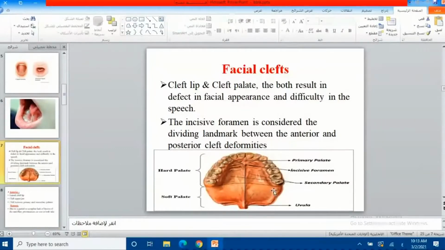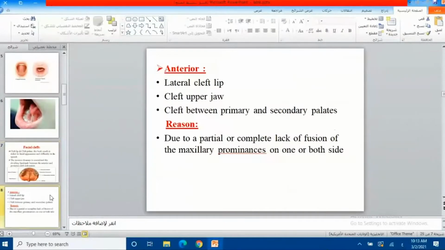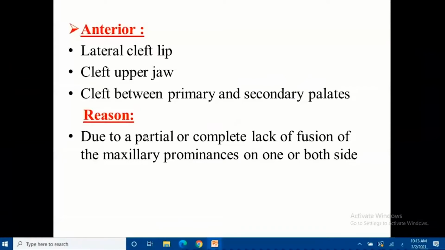Look here. We have the primary palate, incisive foramen, and secondary palate, while we have the uvula at the back. So the anterior clefts include lateral cleft lip, cleft upper jaw, and cleft between primary and secondary palate.